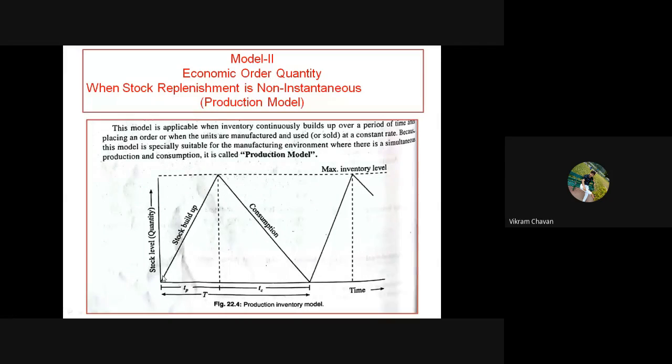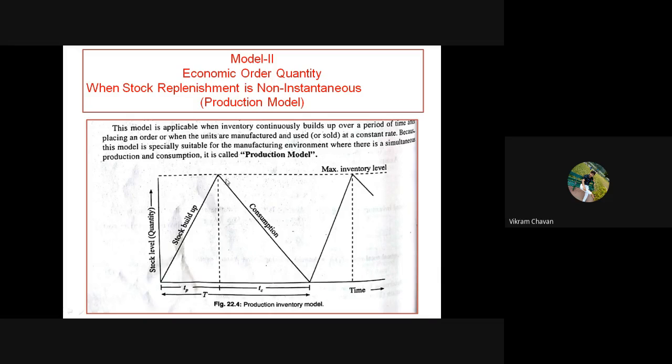हळूहळू इन्व्हेंटरी बिल्टअप होत चाललेली आहे आणि कन्झम्पशन पण कंटिन्युअस बेसिसवरती चालू आहे. सो एक असा टाइम पिरियड येईल की जिथं इन्व्हेंटरी फुल फिलअप होईल. Okay, that time period we have to consider as t suffix p. Here you can see that the time period required to fill the inventory up to the maximum inventory level is nothing but t suffix p. So that time period we call t suffix p.